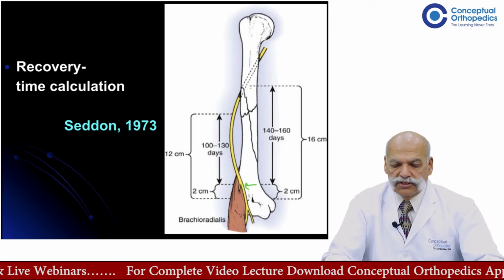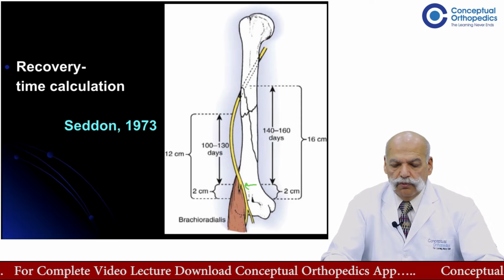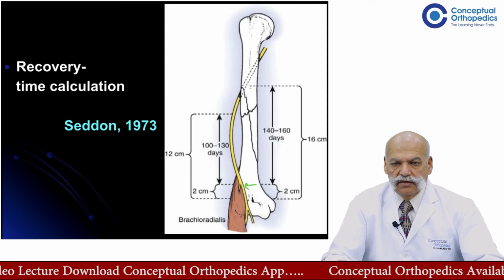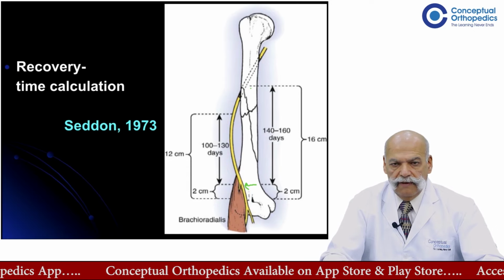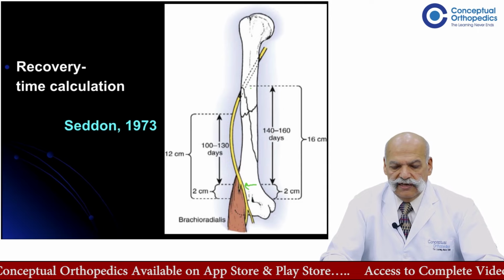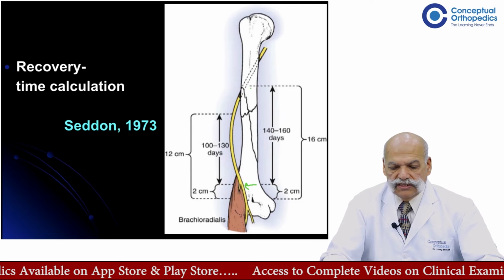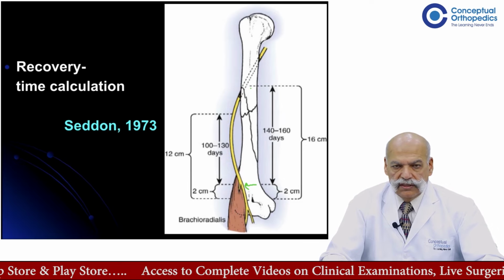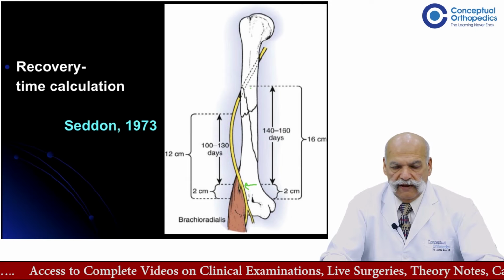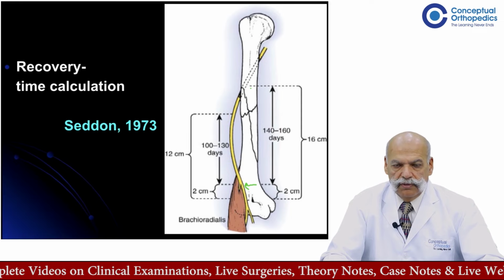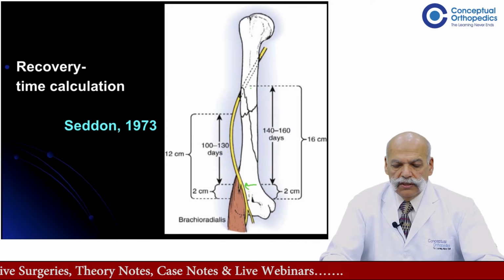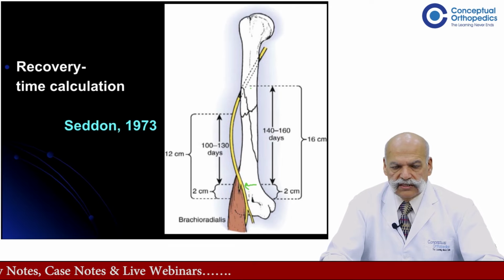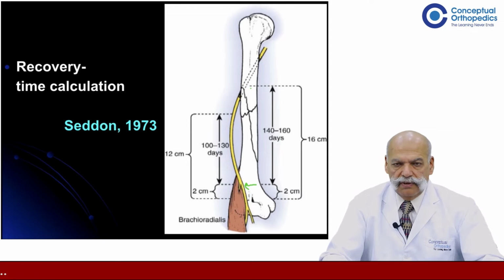So in this particular patient, if it was about 16 centimeters, then the time calculation depends on the recovery which occurs at the rate of 1 millimeter per day. So in this particular patient, it is likely to take about 140 to 160 days. But you must remember that in the initial 3 to 4 weeks time, there is no recovery because the distal tubules undergo a process of Wallerian degeneration. So to this 140 to 160 days calculation, one must add another 30 days to be able to predict the probable time of recovery.